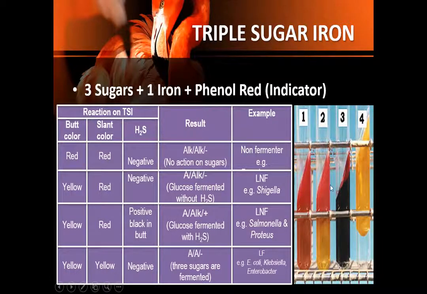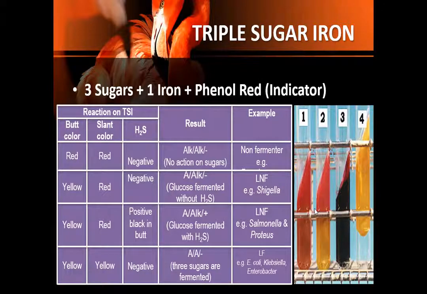If the butt is yellow but the slant is red, and no blackening is present, then we say acid by alkaline. Okay, meaning to say the butt is acidic and the slant is alkaline, and we say it's actually a glucose fermentation. So family Enterobacteriaceae always show glucose fermentation in TSI. If we talk about Acinetobacter, which is actually a coccobacilli, Acinetobacter baumannii is also a glucose fermenter.